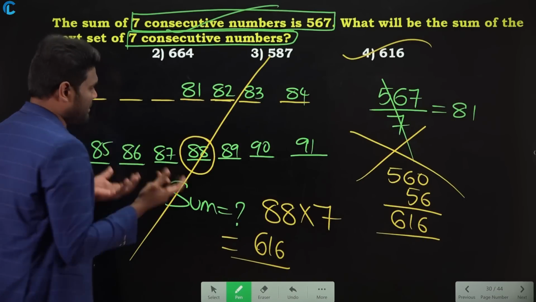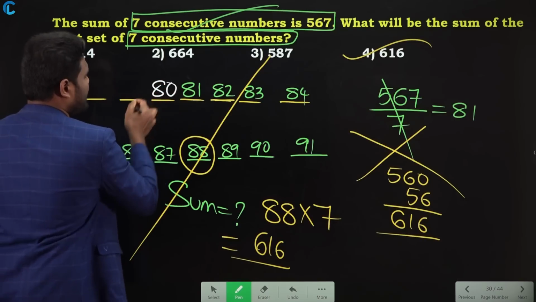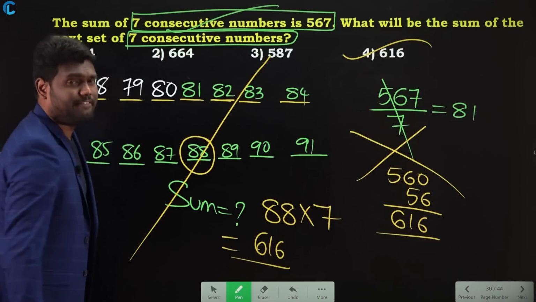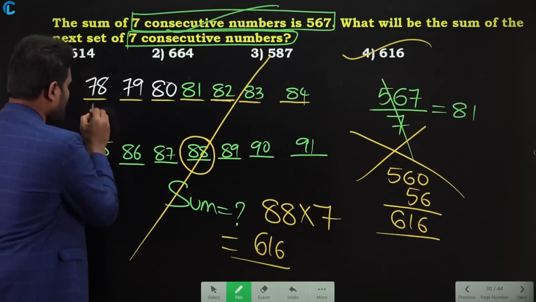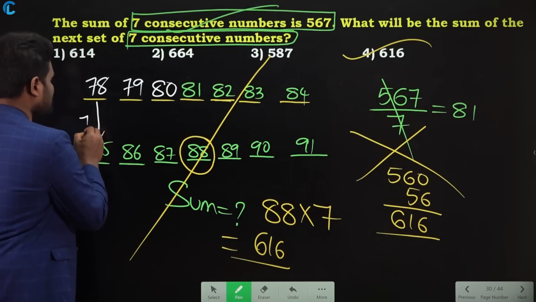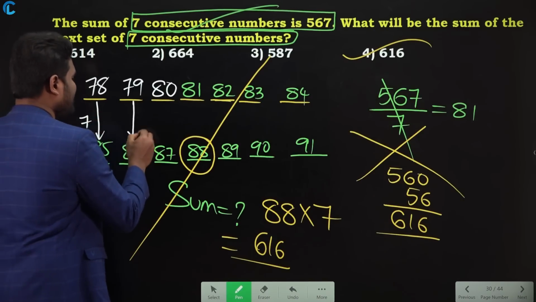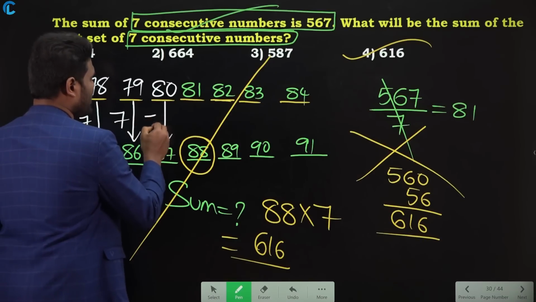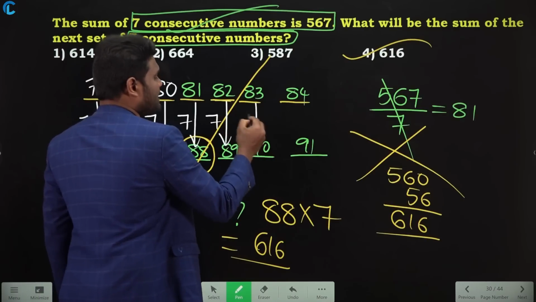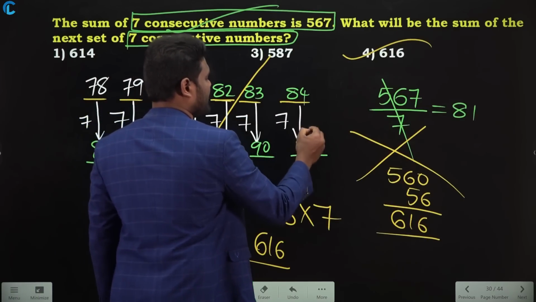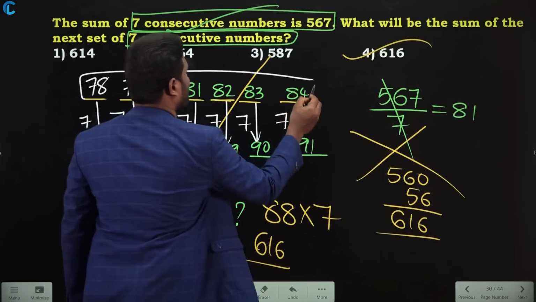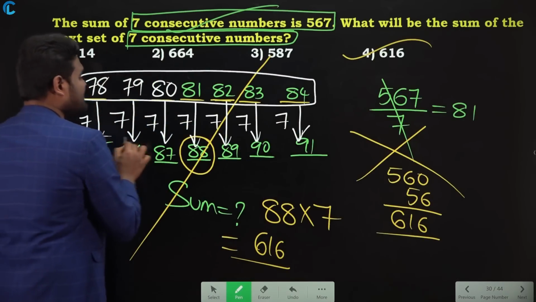As there are 7 consecutive numbers, if this is 81, it is going to be 80, and similarly this is 79, this is 78. Observe carefully: what is the difference between 78 and 85? The difference is 7. Yes or no? Similarly, 79 and 86, the difference is 7. Similarly here, the difference is 7. Here also the difference is 7. Yes or no?